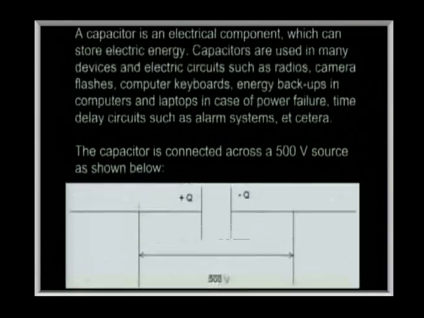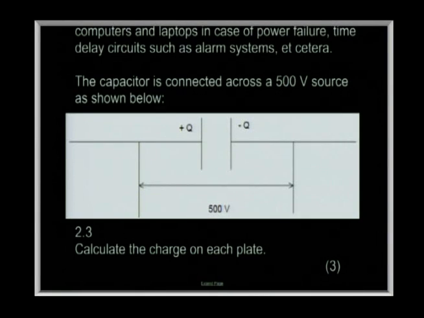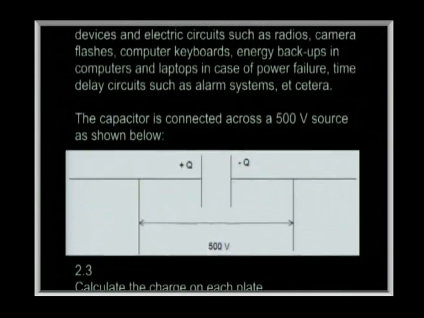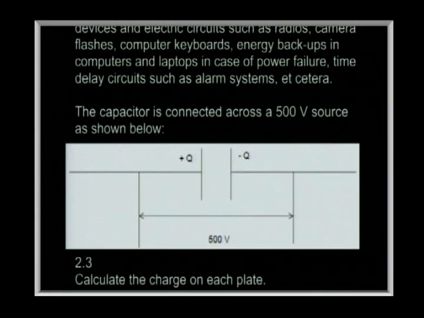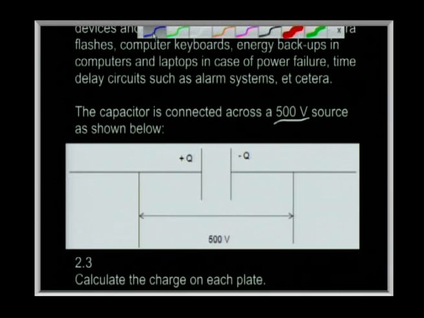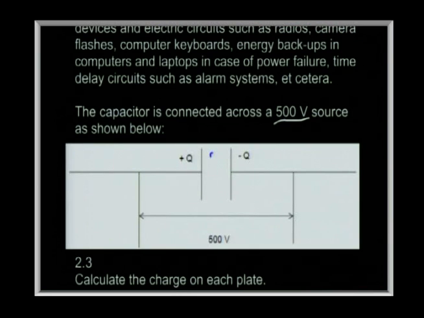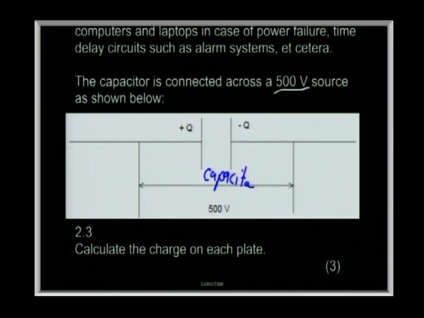Okay, let's move on, and we've got question number 2.3. Now, what it says is the capacitor is connected across a 500 volt supply as shown. So there is our picture of the circuit, and this is the 500 volts. So there's the capacitor. That's your capacitor. That's the positive plate, that's the negative plate, and we've got a uniform field between the two, and we've got a 500 volt supply. So now we're asked to calculate the charge on each plate.